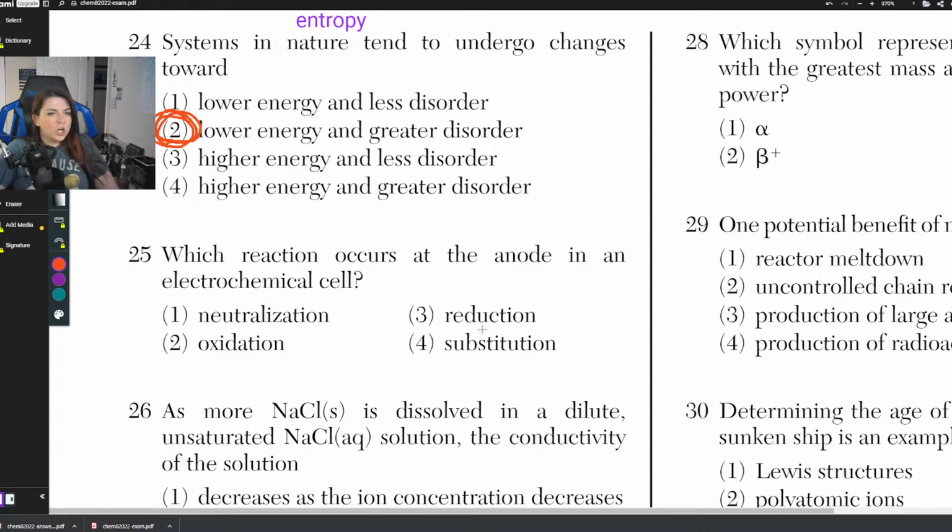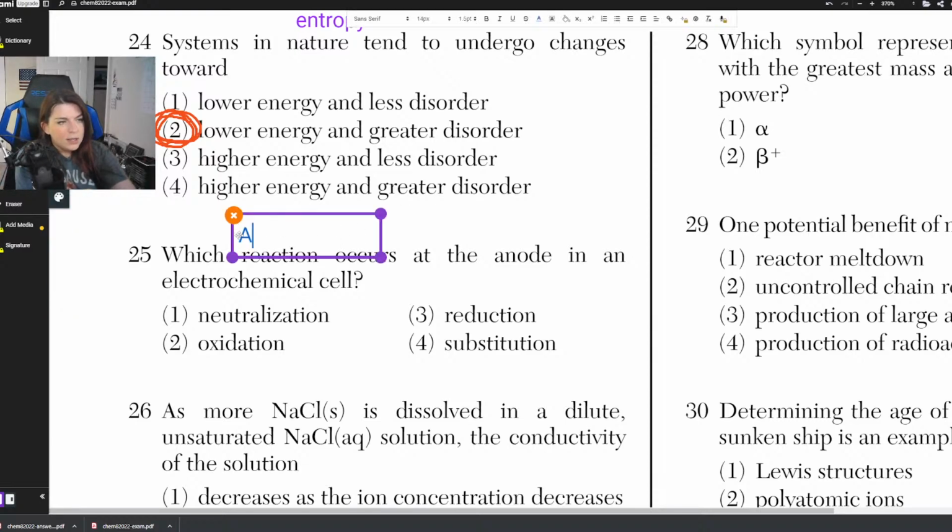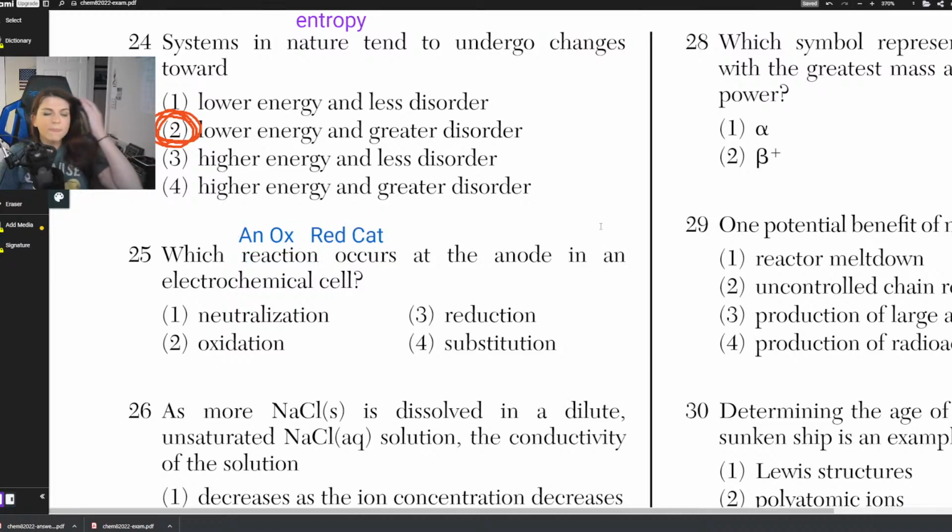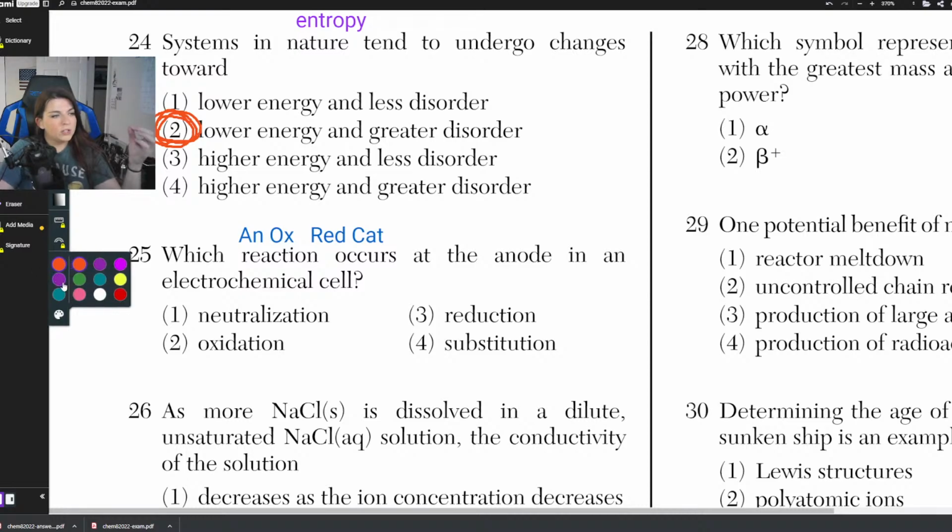Question 25, which reaction occurs at the anode of an electrochemical cell? Okay, this is a good one. You gotta know the definition here, but the anode is the electrode where oxidation takes place. You may have learned An Ox and the Red Cat. Anode is where oxidation occurs. The reduction occurs at the cathode. That's going to be true no matter what type of electrochemical cell you're working with.